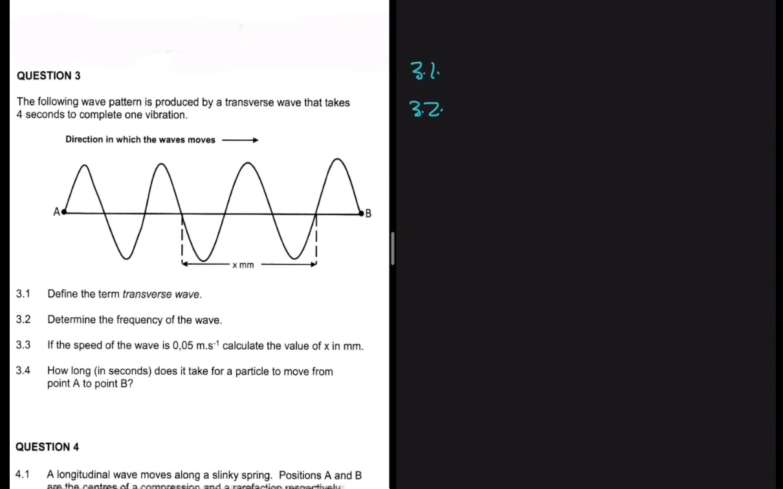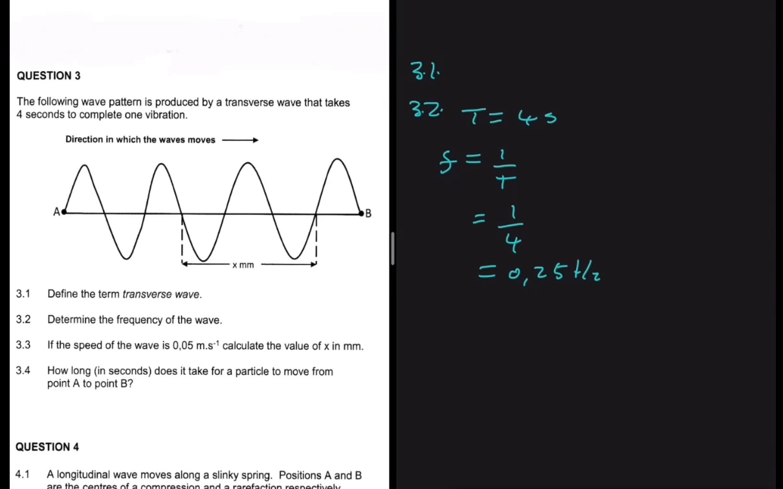We've already deduced that the period is equal to 4 seconds. Why are we saying the period is equal to 4 seconds? Because we have been told that it takes the wave 4 seconds to complete one vibration. So we can say that the frequency is equal to 1 divided by the period. That is just 1 divided by 4, which is equal to 0.25 hertz. So the frequency of this wave is 0.25 hertz.